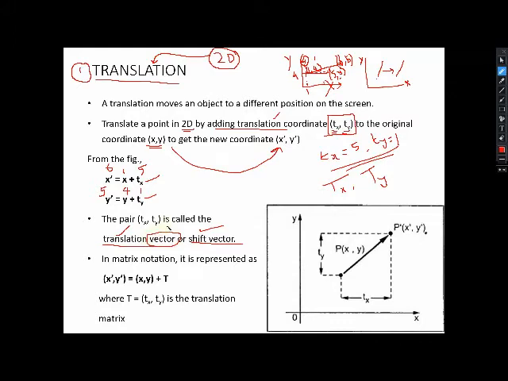It's very close. Okay, now in matrix format, if we are representing this equation, we can write it as x dash y dash in matrix is equal to x y plus t.